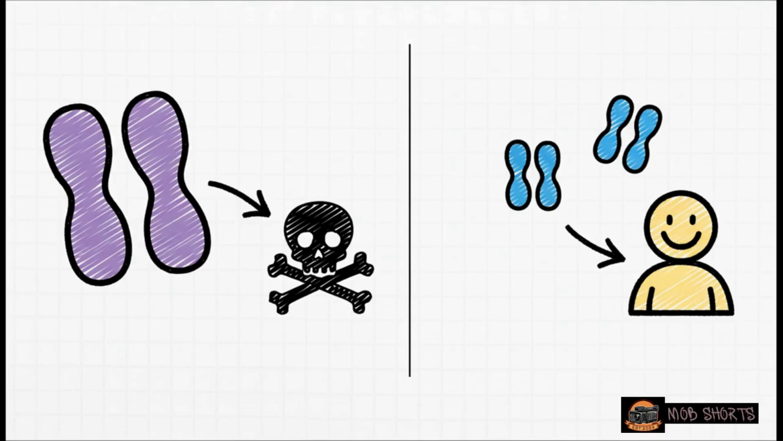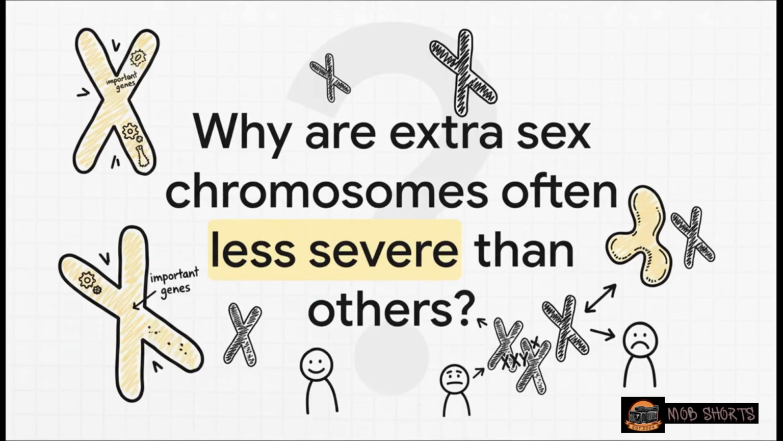Well, it turns out size really matters. Chromosomes are packed with genes, and the bigger the chromosome, the more genetic information it's carrying. An extra copy of a huge chromosome, like chromosome 1, creates such a massive genetic imbalance that it's almost always lethal very early in development. Chromosome 21, on the other hand, is one of our smallest, which is a big reason why a trisomy there is survivable. But this brings up a fascinating biological puzzle.